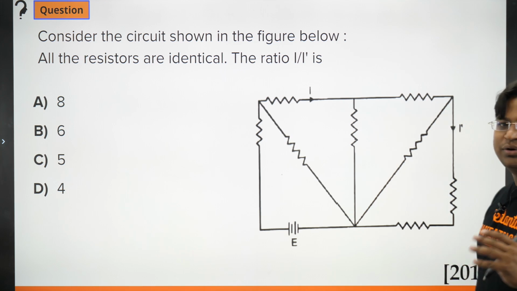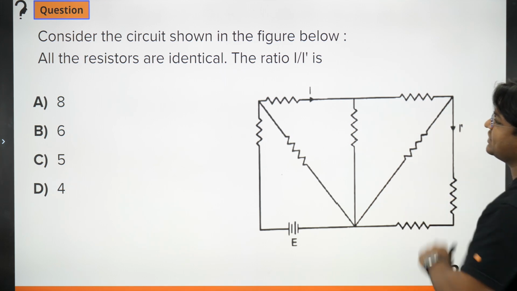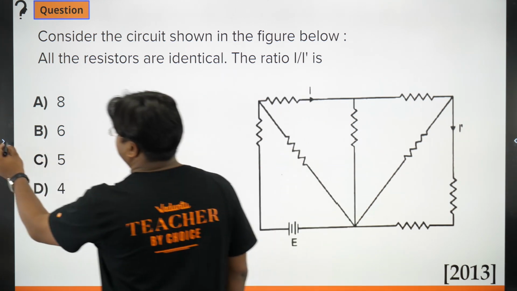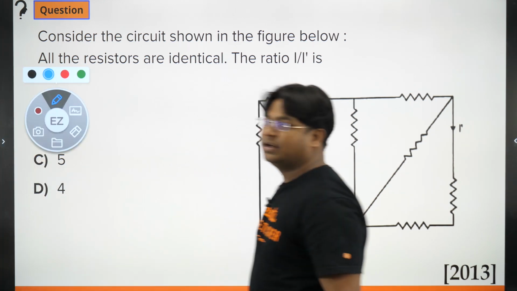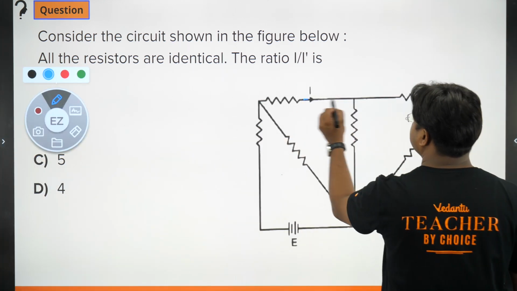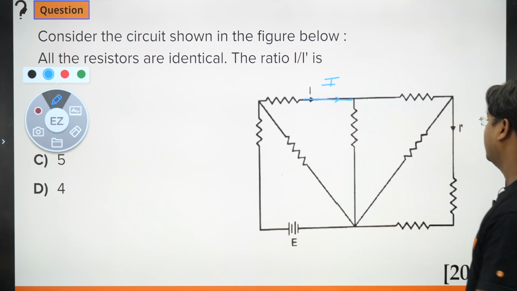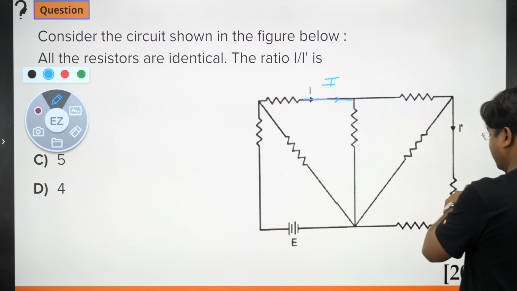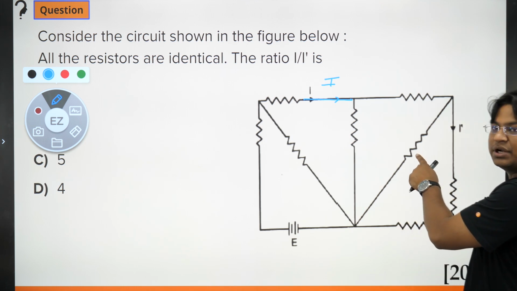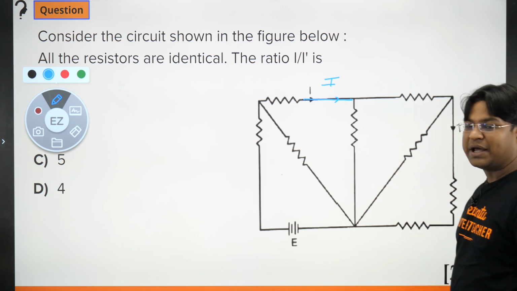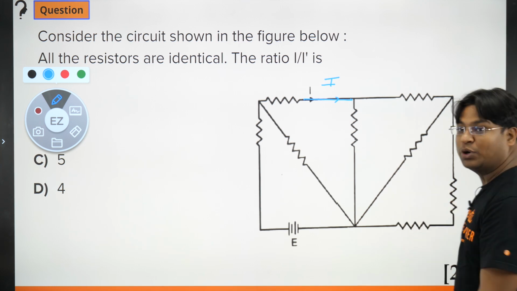See, all the resistances are same. Now whatever current is coming here, this current I is going to get divided into two parts. So R, 2R and R will become 2R and R, they are connected in parallel, so this is going to become 2R by 3.